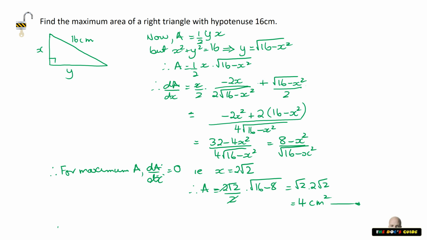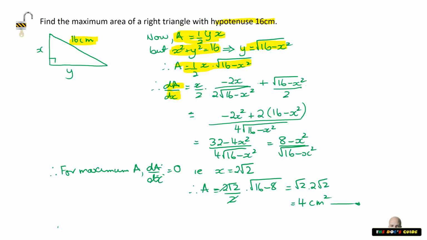Next one, find the maximum area of a right triangle with this hypotenuse. So we draw our right triangle, mark in the hypotenuse, and the area is what we want to maximise, so we write an equation for the area. Two variables, so there has to be a connection between the two variables. So x and y, when squared, add to 16 by Pythagoras. So if we eliminate y, that means that we'll make it the subject. We put that into our expression here, then we differentiate.